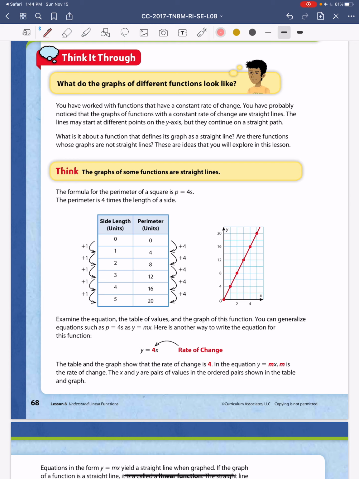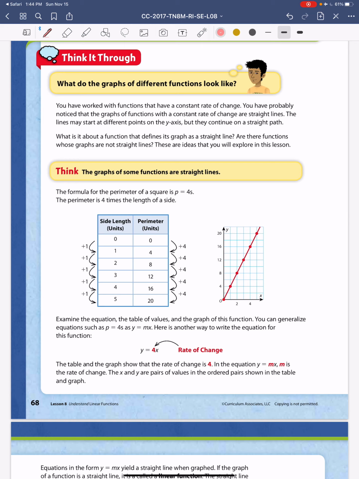You can generalize equations such as p equals 4s as y equals mx. Here's another way to write the equation for this function: y equals 4x, and 4 is our rate of change. The table and the graph show that the rate of change is 4. In the equation y equals mx, m is the rate of change. The x and y are pairs of values in the ordered pairs shown in the table and graph.